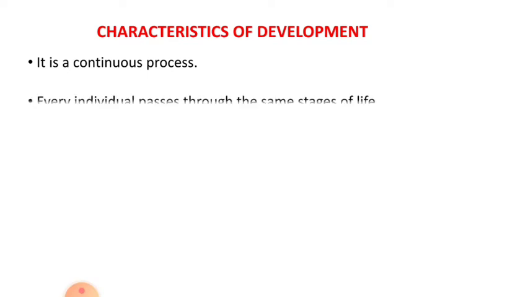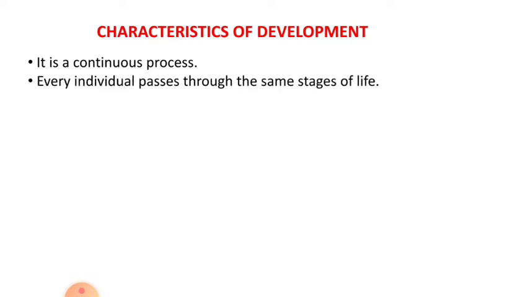Now, we'll start with the characteristics of development. It is a continuous process starting from conception and ending till death. Every individual passes through the same stages of life. One has to pass through each stage, like first childhood, adolescence, adulthood, then old age. From childhood, we can't directly jump to adulthood or vice versa.